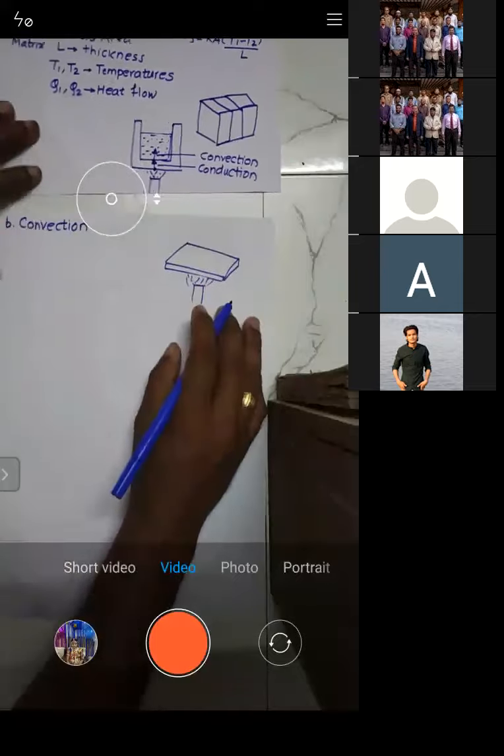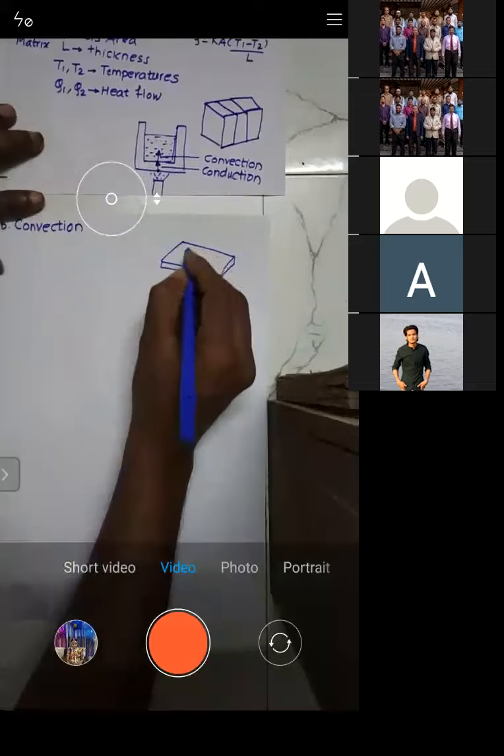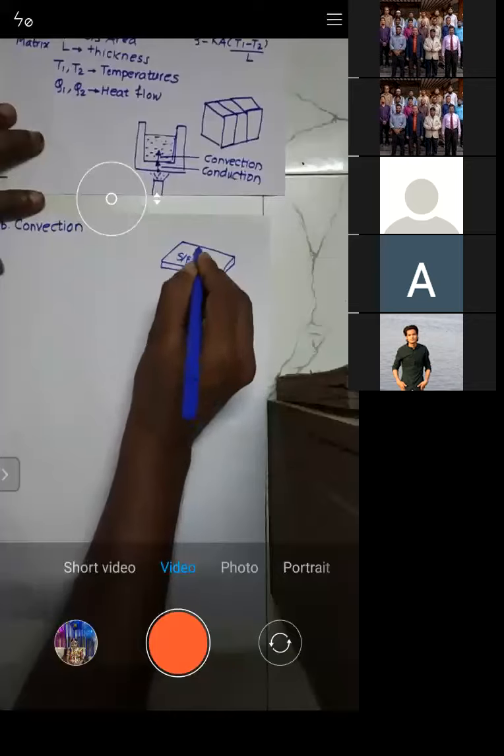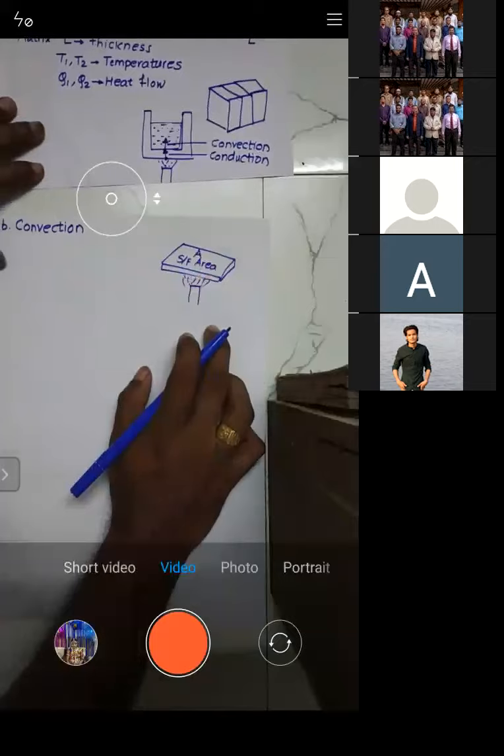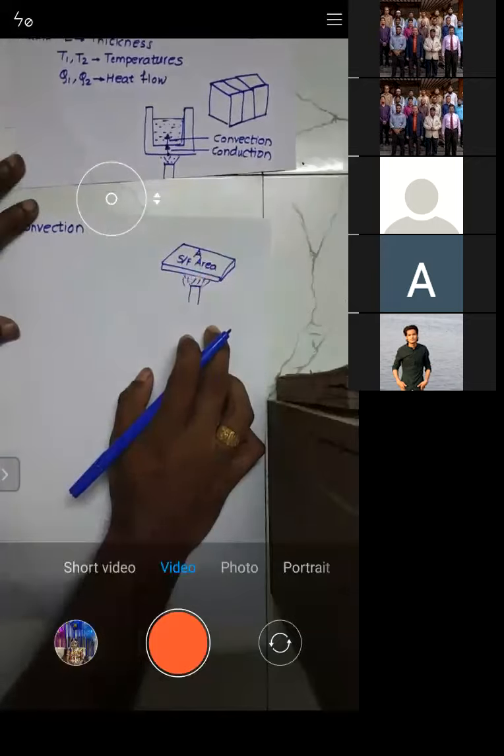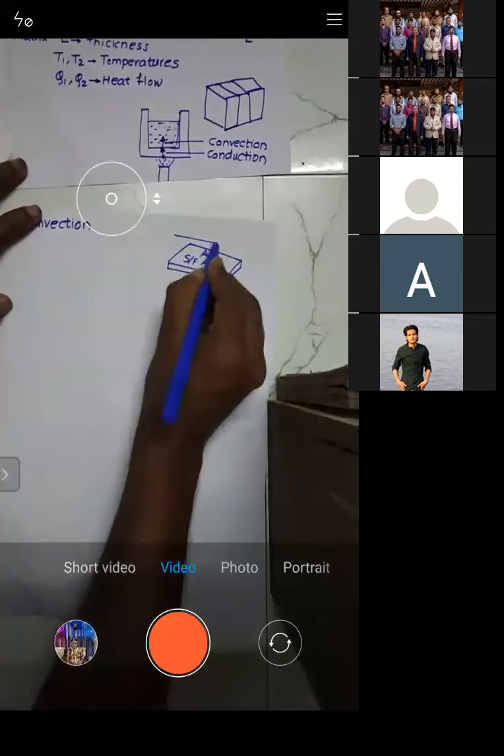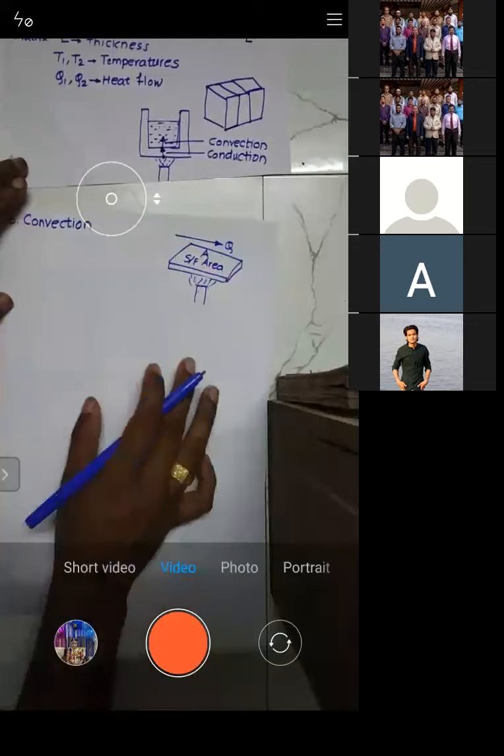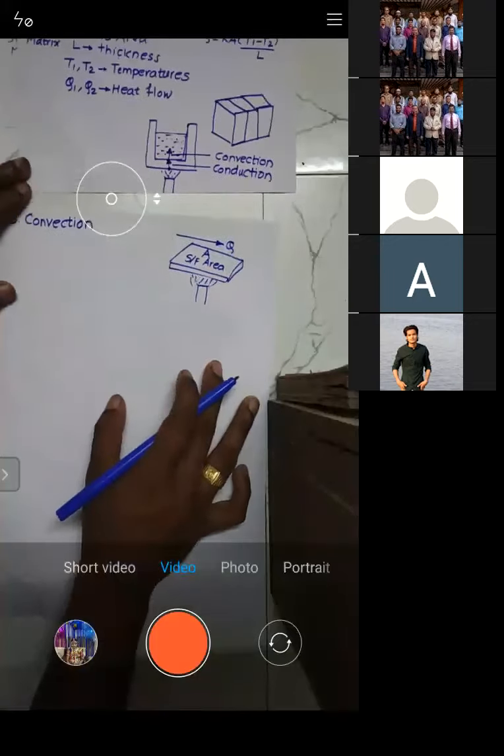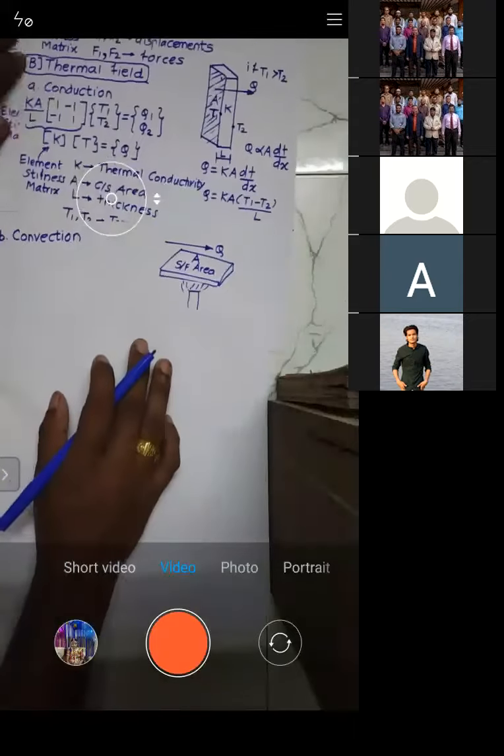Let's say this pan has a surface area A. This pan has A as its surface area. And onto this pan, let's say you allow air to flow. Let's say the air is flowing over that pan, and I need to determine the amount of heat that is being carried by the air. So in order to do that, we need to write down one element matrix equation.